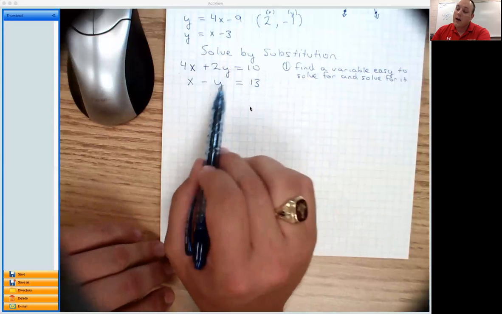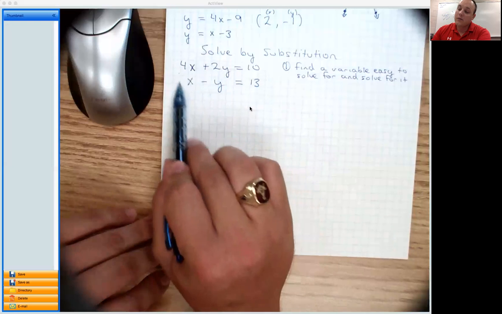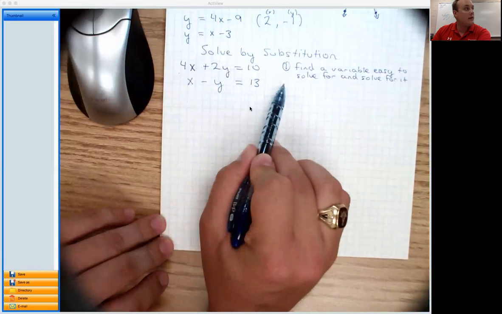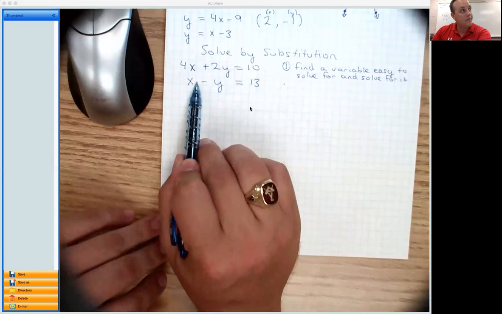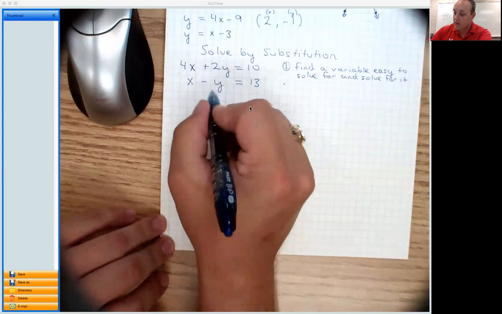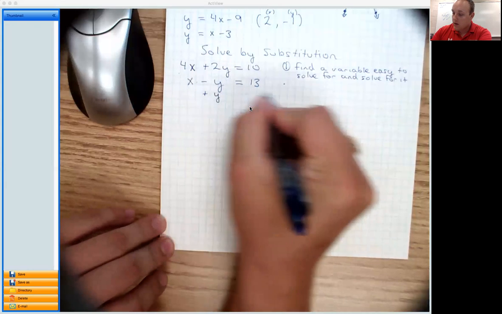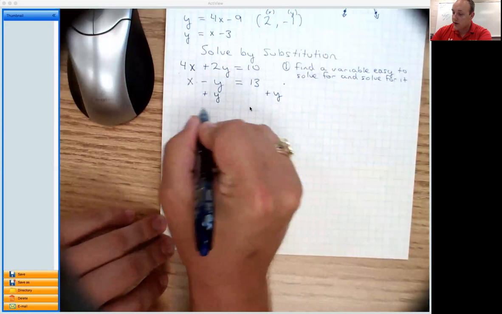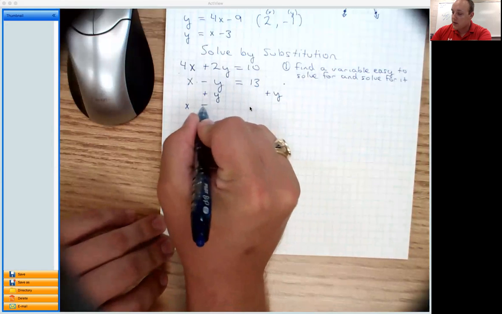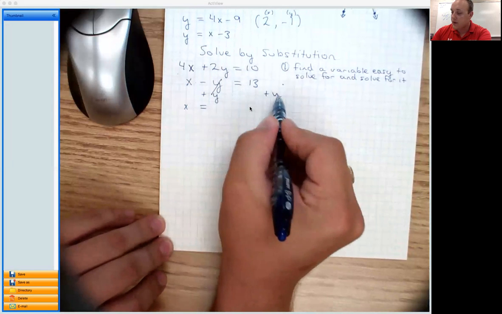Here's what I think. I think x is easiest to solve for because if I add y to each side, x will be by itself, right? Yeah. Okay. All right, so I have x equals now 13 plus y, right?